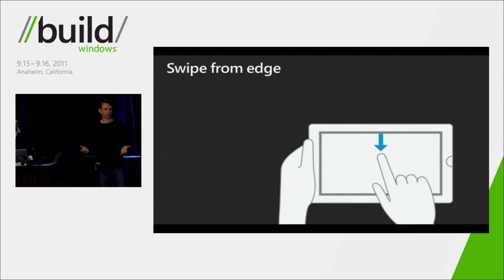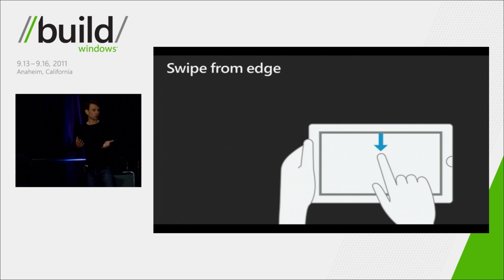So let's talk about another gesture. This one is swipe from the edge. So we learned from the research that based on postures, swiping from the edge is really easy to use, both if you use your non-dominant hand or your dominant hand, your right hand, or if you use your thumbs. And we decided to use this touch interaction.